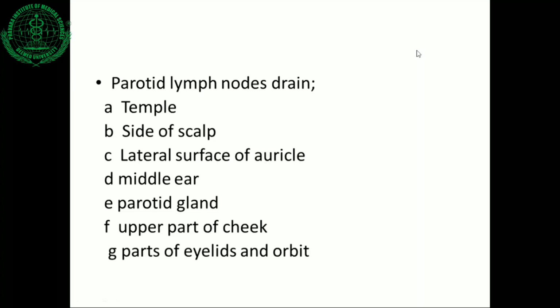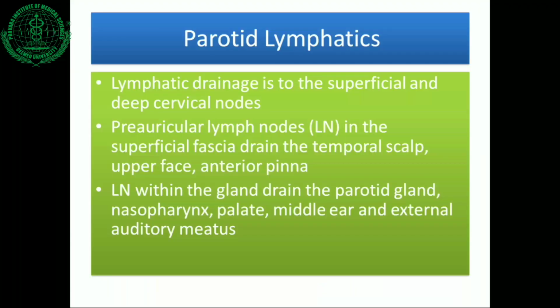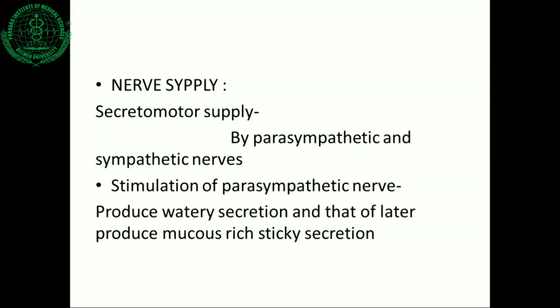The lymph from the parotid gland drains from the temple, side of the scalp, middle ear, upper part of the cheek, and parts of the eyelid and orbit. Finally, lymphatic drainage is into the deep cervical nodes. Then after the lymphatic drainage of the parotid gland, now regarding the nerve supply of the parotid gland.